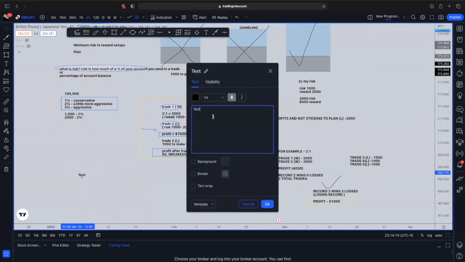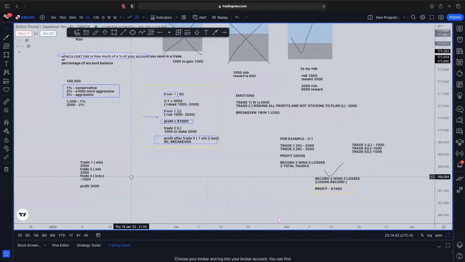One last thing. Let's say trade 1, win. Trade 2, win. Trade 3, loss. Okay? Because this happens, right? So trade 1, win, 2,000. Trade 2, win, 2,000. Trade 3, loss. Remember, I always risk 1,000, negative 1,000. Profit, 3,000. Right? Profit, 2,000, 4,000, 4,000 minus 1,000, 3,000.